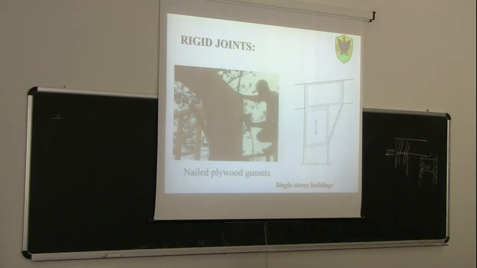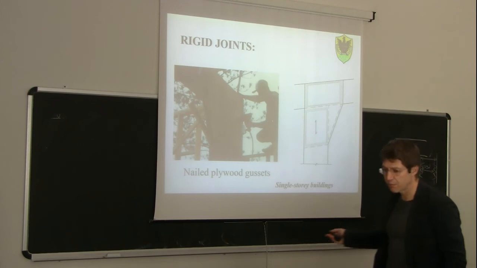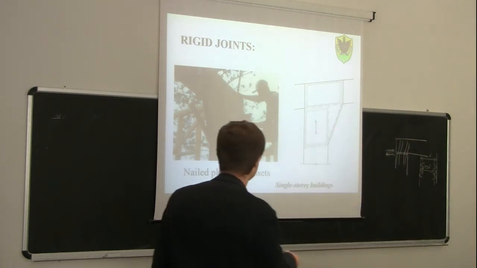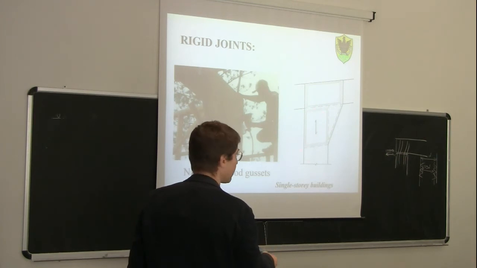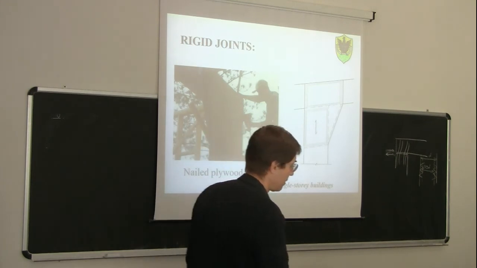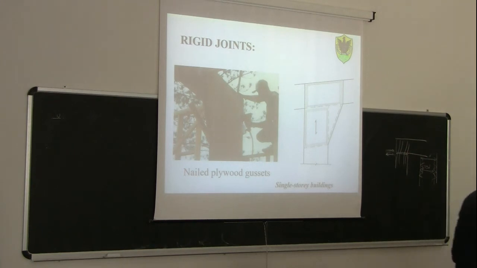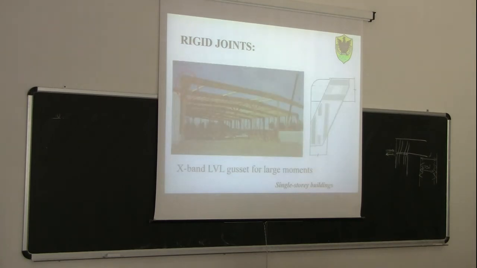Of course, these steel plates may be replaced by plywood gussets. So again, plates made of plywood rather than steel, with more lines of nails. In this case, as you can see here, we can have nails that are driven into the timber using this kind of gun here. We can also use plates made of LVL to have this rigid connection between the rafter and the column.